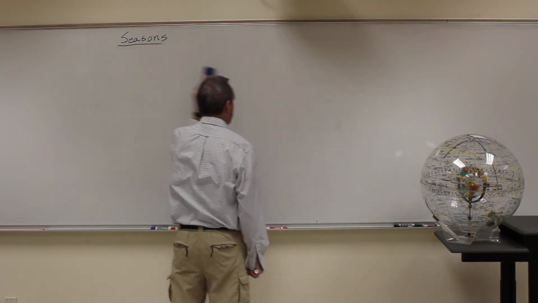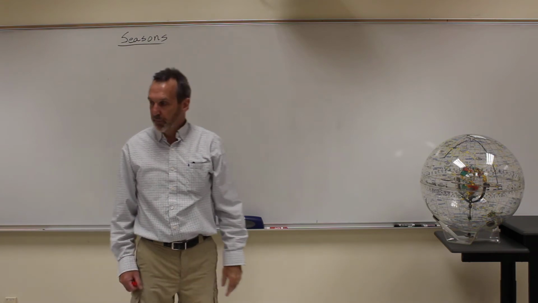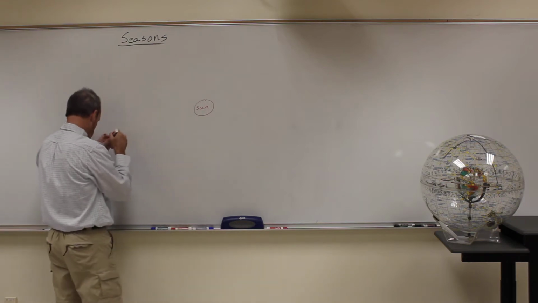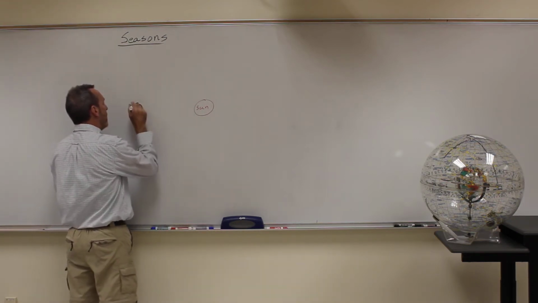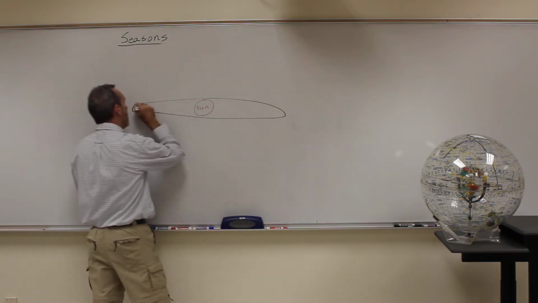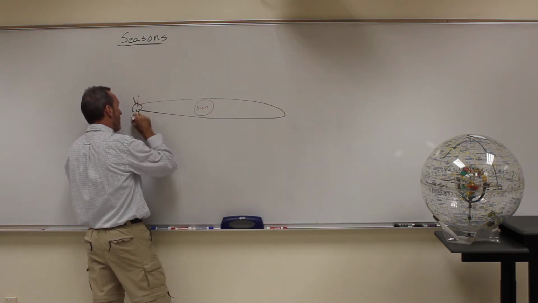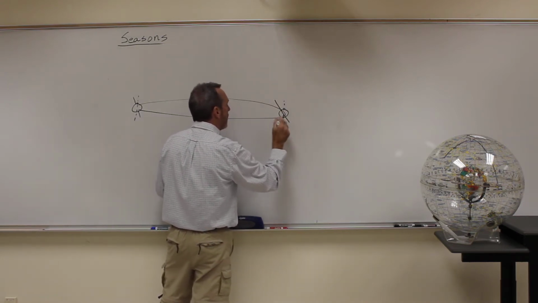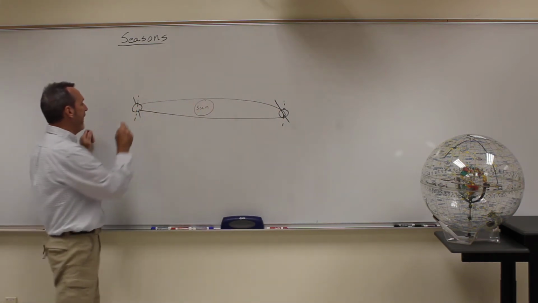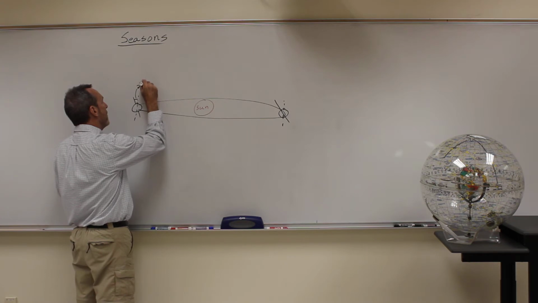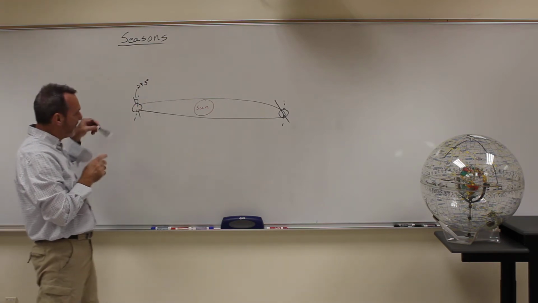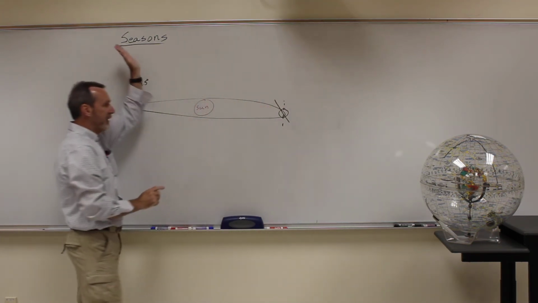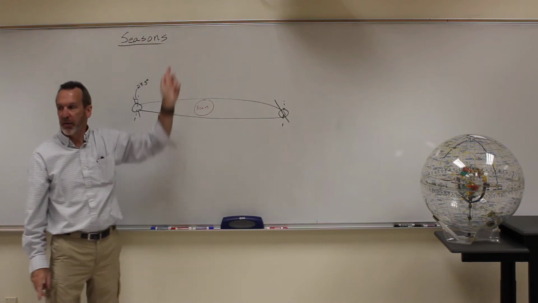Still talking about seasons. The Earth, here's the sun. Here's the Earth going around the sun. Notice that this is the rotation axis. This is straight up. Remember, the angle here is 23.5 degrees. But as the Earth goes around the sun, that 23.5 degree angle always stays the same. It's always pointing off to some direction. In this case, it's pointing towards the star Polaris.